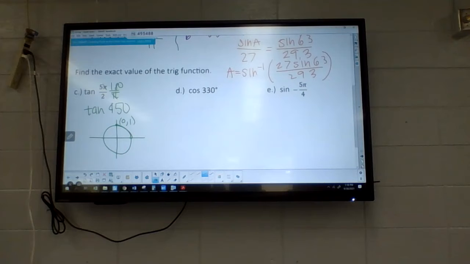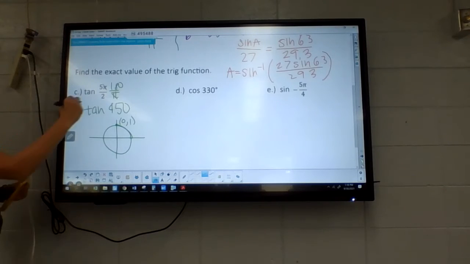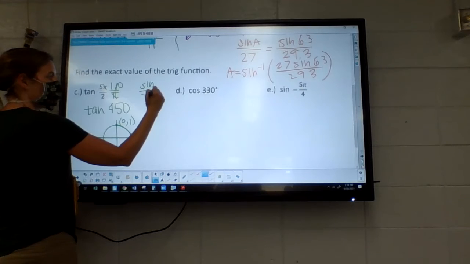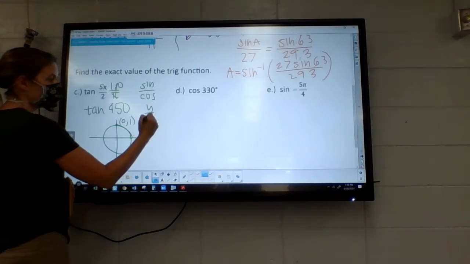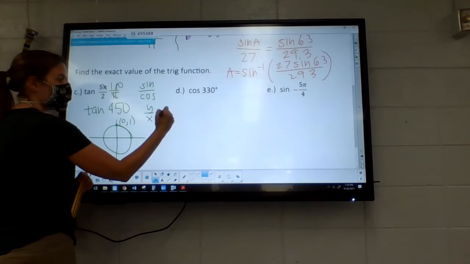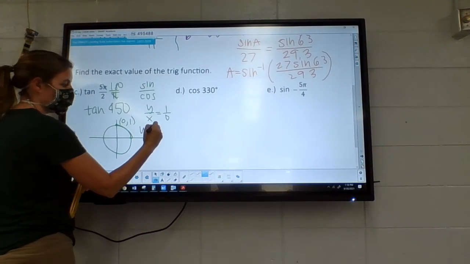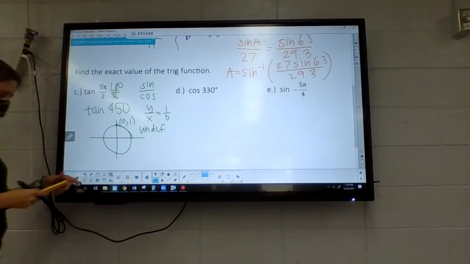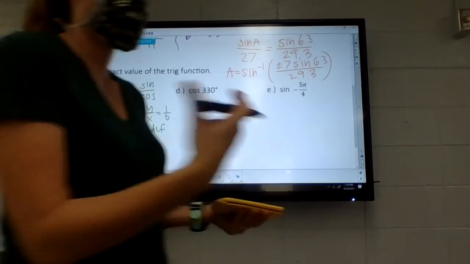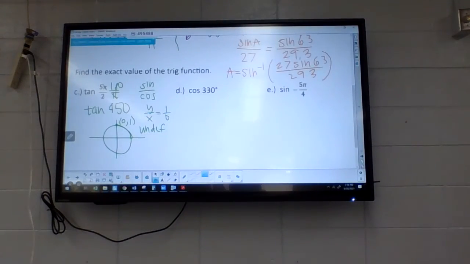So you can zoom around the circle a bunch of times. 450 is going to be right on that axis. And again, we talked about this just a minute ago. It's sine over cosine, or essentially y over x. Think of almost like rise over run. And so it'd be 1 over 0. So this would be undefined. So again, if I did tangent of 450 in my calculator, it's going to give me a domain error. It's not a defined value for us.